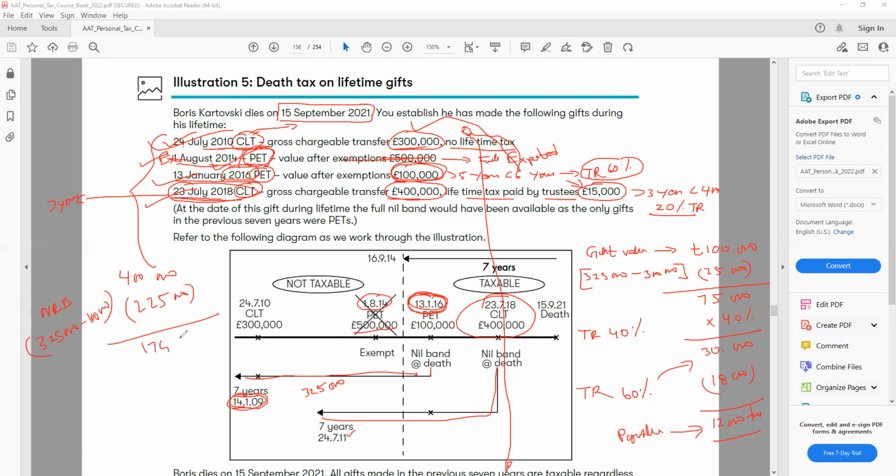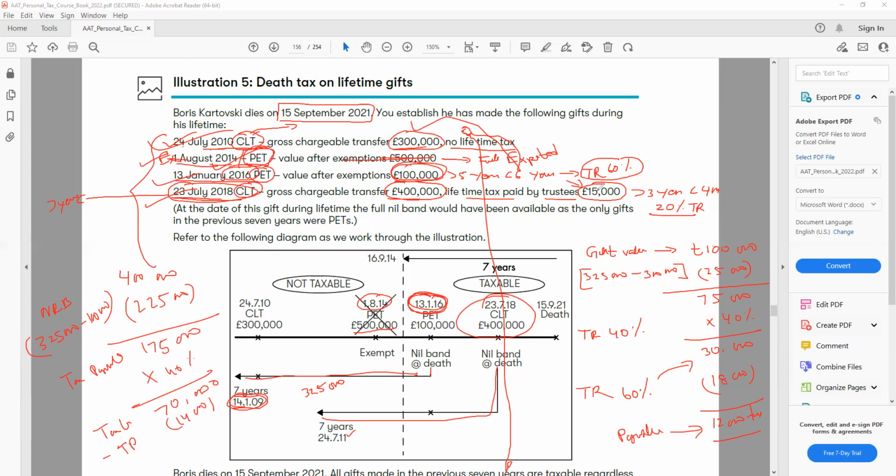So the tax will be payable on 175,000. Now from here, we have to consider two things. We have to see how much is the tax. The tax will be 40%, so times 40% gives us 70,000 tax. This is my tax liability. From here, you have to minus the TAPR relief, that is 20% because he survived more than 3 years. Times 20%, so 14,000 I'll get as relief.